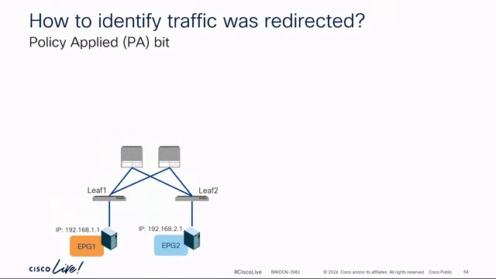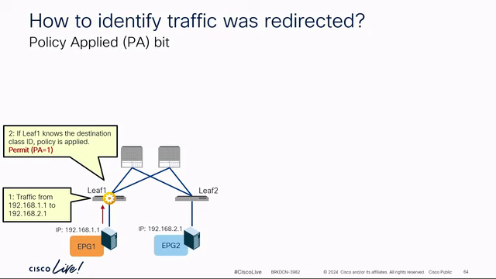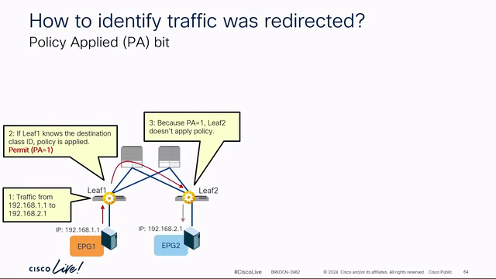So you might be wondering how we can identify if traffic was redirected in the source site. Let me go back to the policy applied bit presentation that I showed probably 40 minutes ago. So the recap is like 1.1 to 2.1 traffic. If it's enforced by ingress leaf, we have the policy applied bit set to 1. Then destination leaf can identify if traffic was enforced or not. So this is to indicate policy was applied or not.